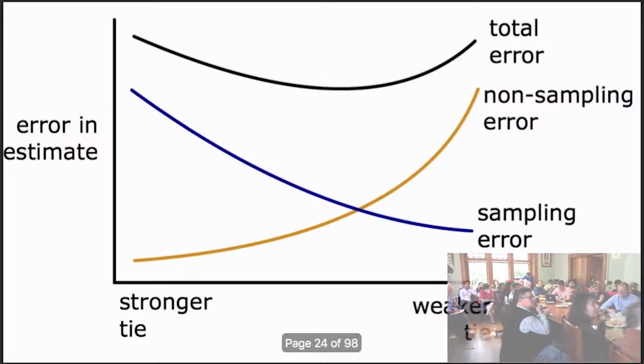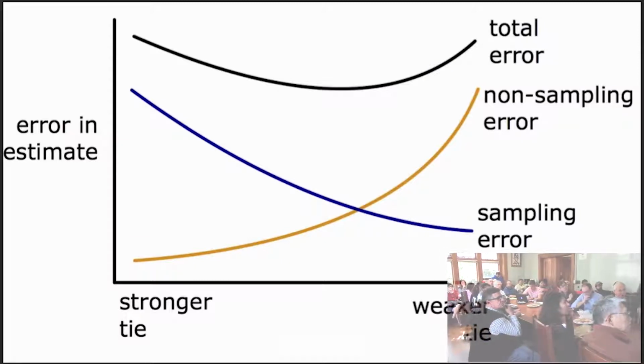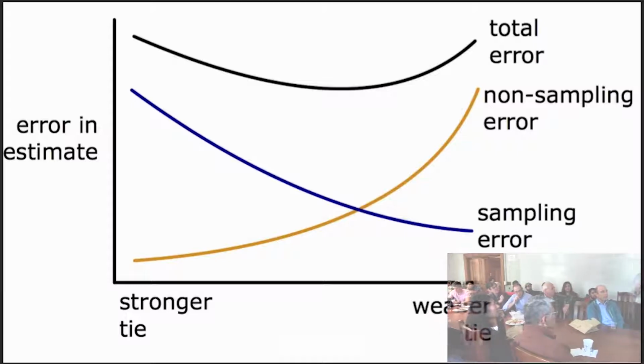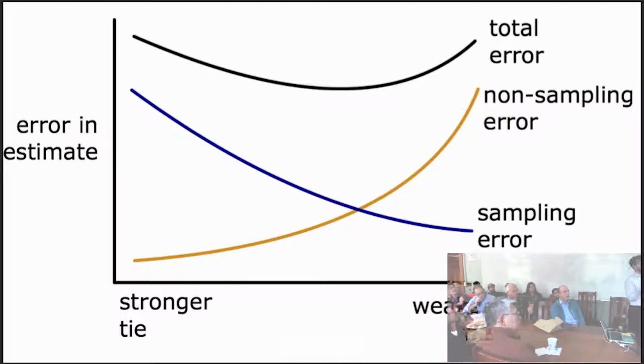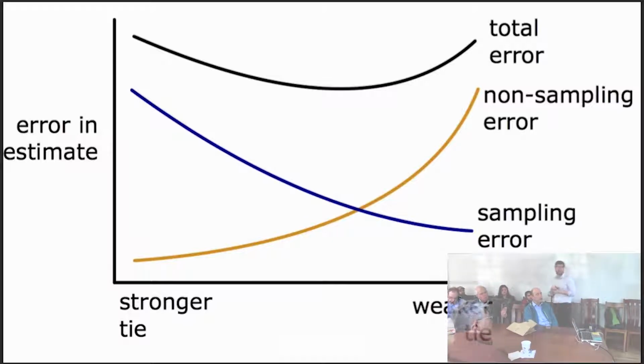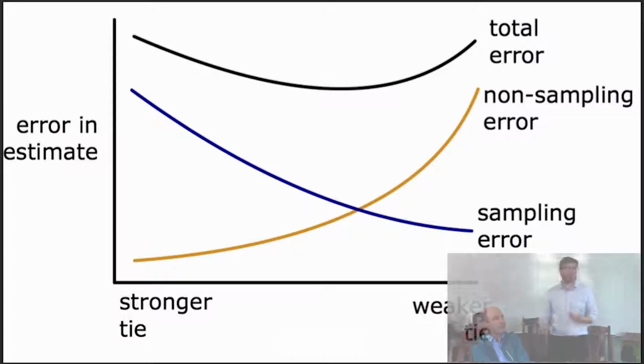I don't want to say that this is mechanical, but it's mechanically true that if the shape of these relationships is right, and there is a tie at every point in this continuum, then there's some intermediate value at which the total error will be minimized. But this is more of a conceptual way to think about this.